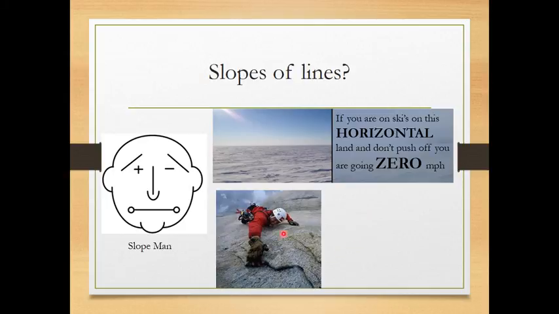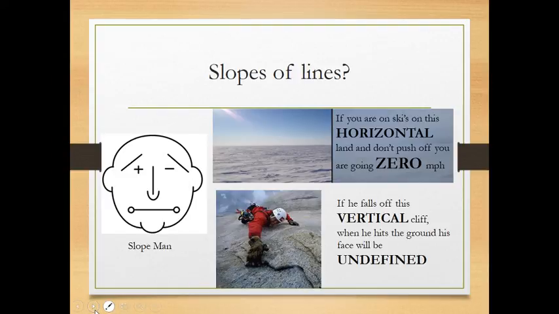However, take a look at this guy hanging here on the sheer vertical cliff on the bottom. Suppose this guy falls off this cliff. What's his face going to look like when he hits the ground? That's right, it's undefined. So that's another way I remember that a vertical line has an undefined slope. Just think about what your friend's face would look like if they fell off a sheer vertical cliff. It'd be undefined.